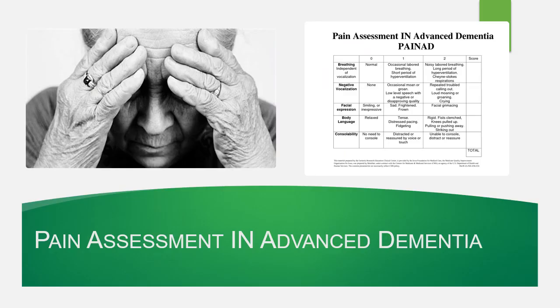And then the Pain Assessment in Advanced Dementia patients. So you're looking at breathing independent of vocalization. So is it normal, occasionally labored, or noisy and labored? You're looking at negative vocalization, so that would be evidence of groaning, moaning, pain, repeatedly calling out, crying.